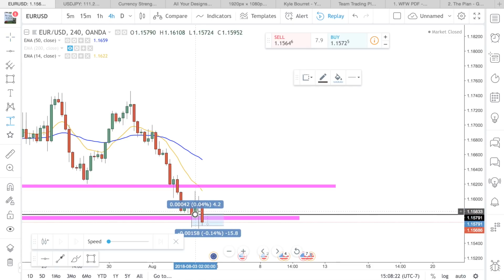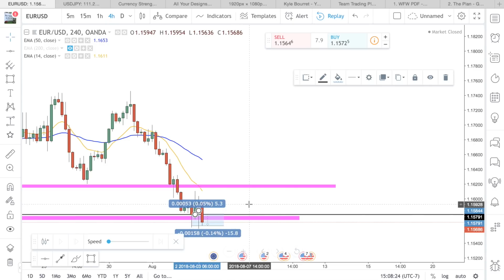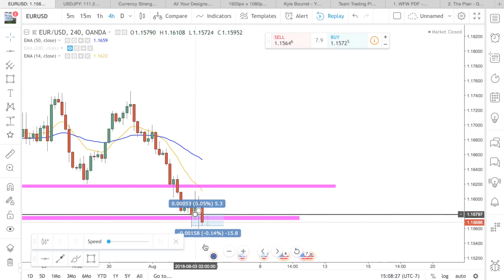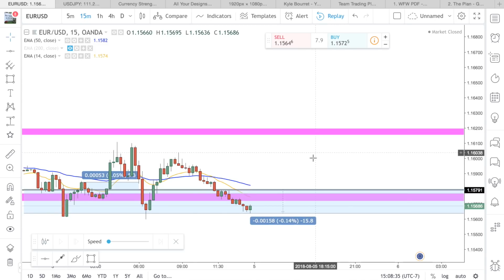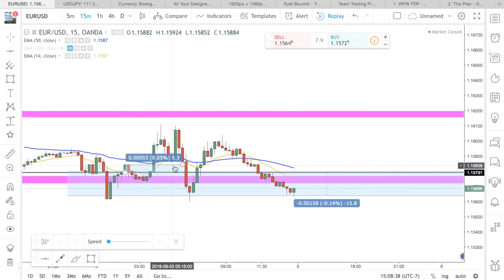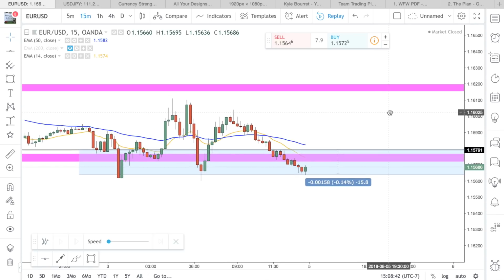Put a 5-pip stop loss, whatever, 15-pip take profit. So you're losing this to make that. And Euro USD: the pending orders were a success, just hitting and dropping, but very, very, very choppy.